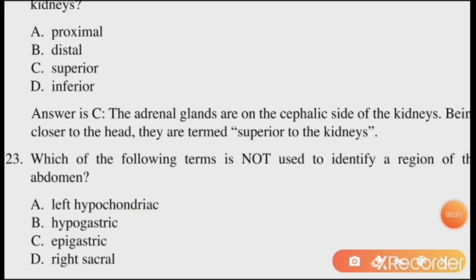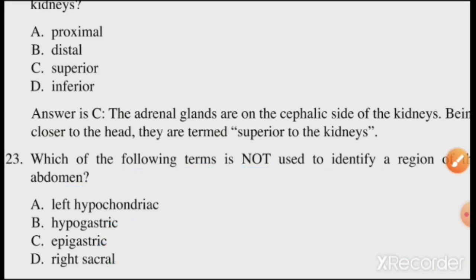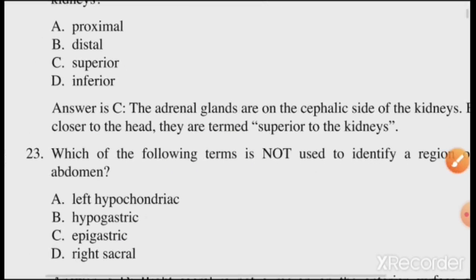Next question: which of the following terms is not used to identify a region of the abdomen? Option A, left hypochondriac; option B, hypogastric; option C, epigastric; option D, right sacral. The correct answer is option D, right sacral.